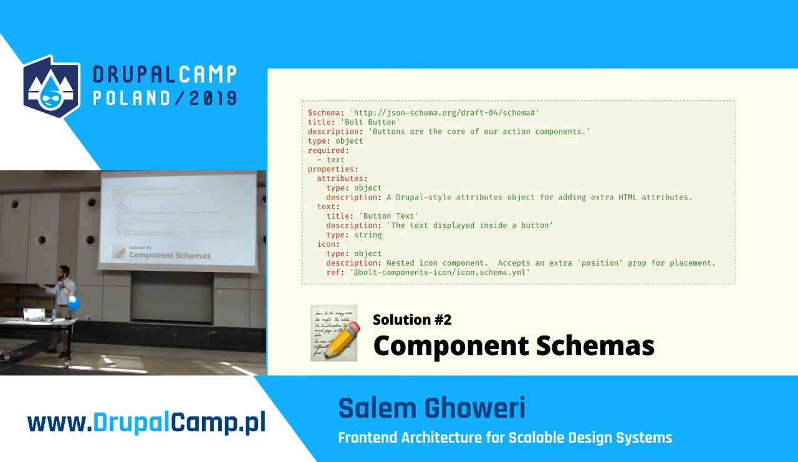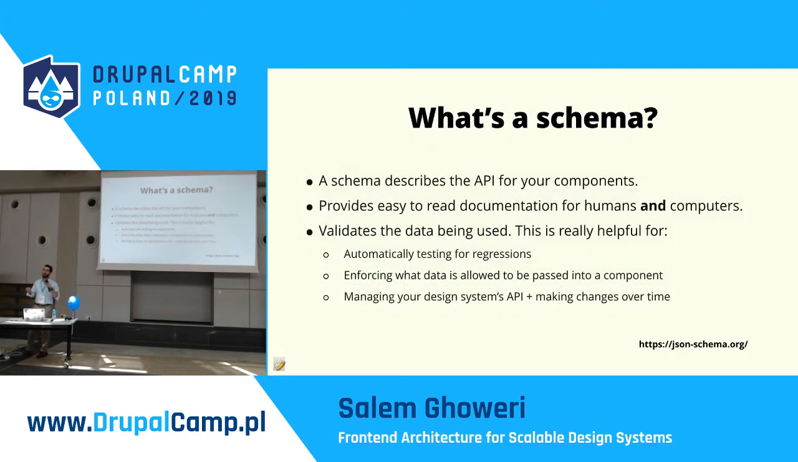So what is a schema? A schema is essentially the API for your components being described in a way that is easily read by humans and computers. Schemas let us define the structured data for our components to allow for, say, automatically checking things for regressions, or validating and enforcing the data passed along to our components to ensure that the data we're passing along is most up to date and it's being maintained, it's being tested against.